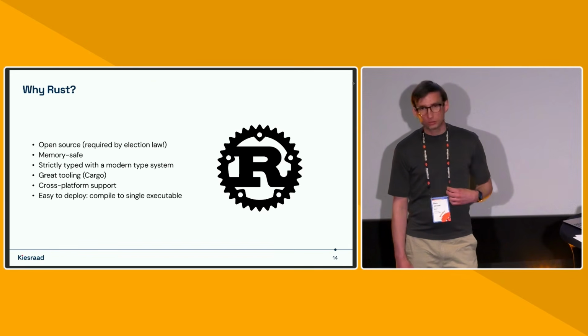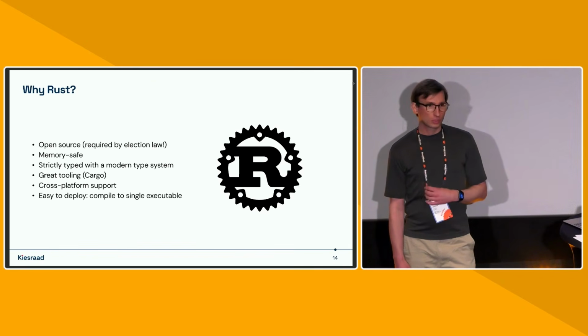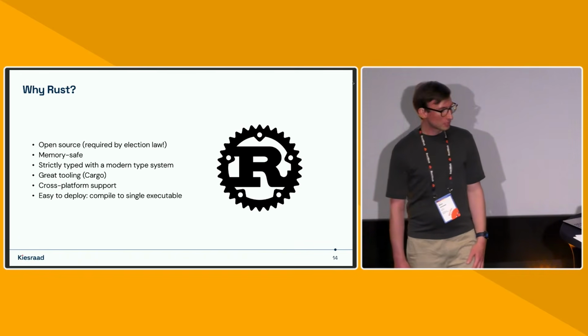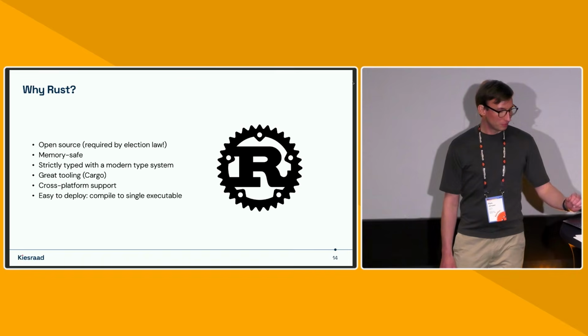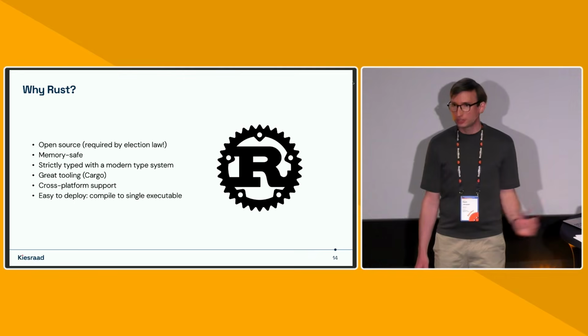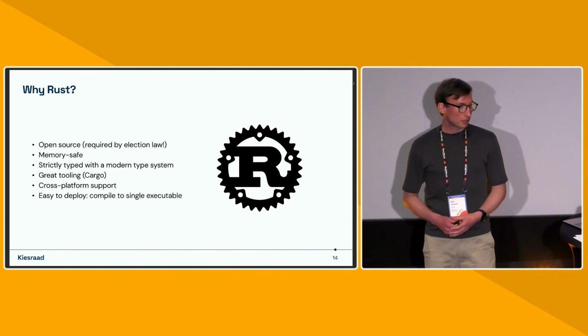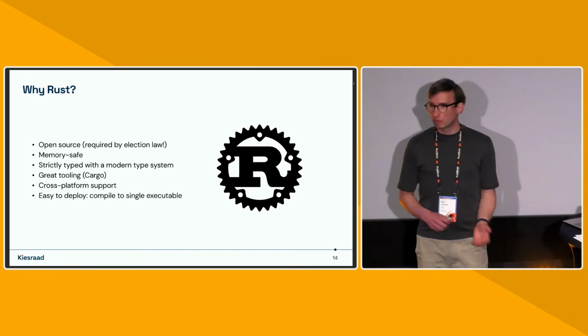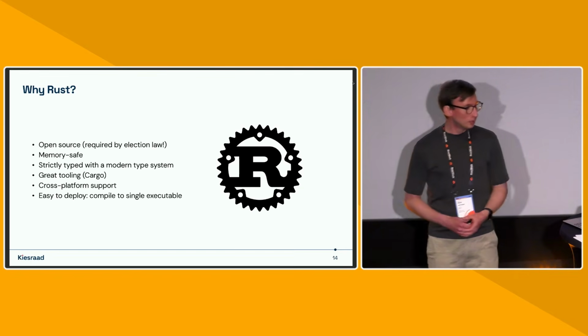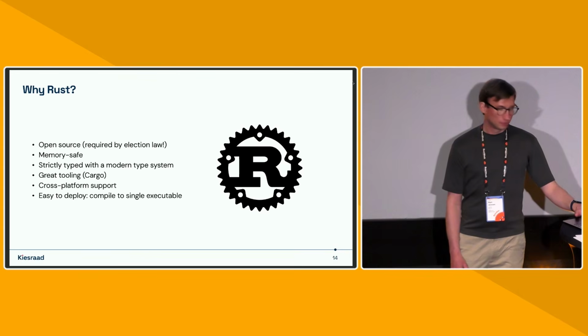But not unimportant for us is that many municipalities do want to run on Windows, and Rust also compiles to Windows, so that's pleasant for them. And then finally, it's very easy to deploy. It compiles to a single binary, single executable, so there's no dependencies you have to install, no Python, no JVM, etc. Nothing else to manage.